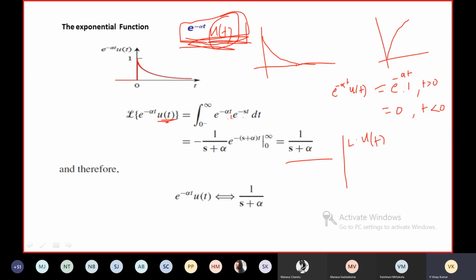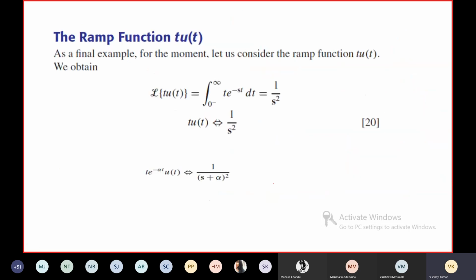Laplace of u of t is 1 by s, right? Laplace of e power minus alpha t u of t: Laplace of u of t is 1 by s. In place of s, you write s plus alpha. You are shifting frequency. This is the frequency shifting operation. So Laplace of e power minus alpha t u of t is equal to 1 by s plus alpha.